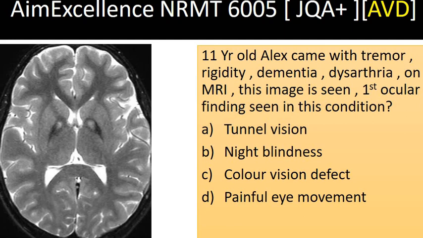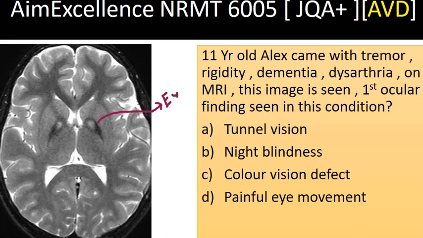So the question is: 11-year-old Alex came to you with tremor, rigidity, dementia, dysarthria. On MRI, this image is seen. What is the first ocular finding seen in this condition? So see this particular MRI image. In this MRI image, there is a classical finding, and this classical finding is known as the eye of a tiger sign.